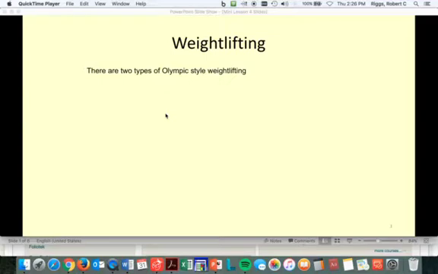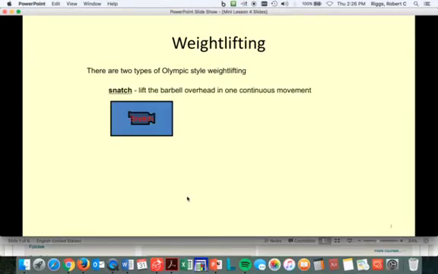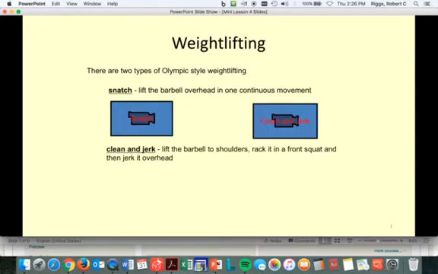All right, so let's look at weightlifting. There are two videos of the weightlifting down below if you want to watch them. There's the snatch, which is the second video I think I have listed there, and then the last one's a clean and jerk. In the snatch, you lift the barbell overhead in one continuous movement. That takes great coordination and extreme strength to do. And the clean and jerk.